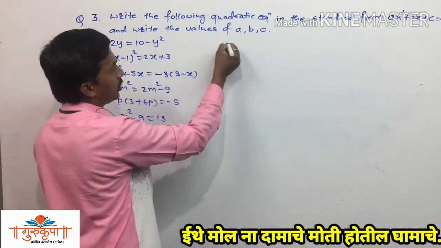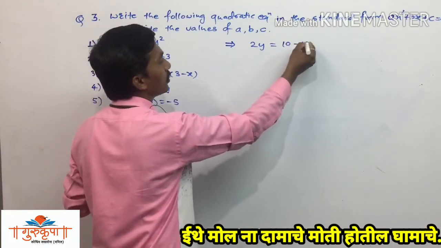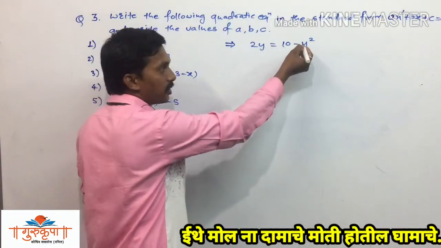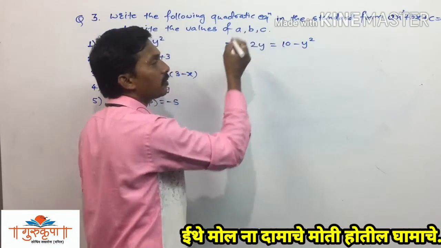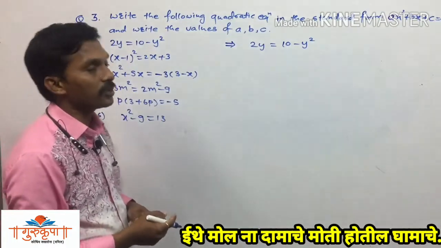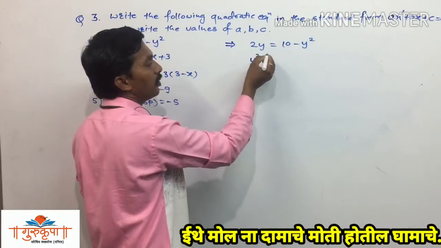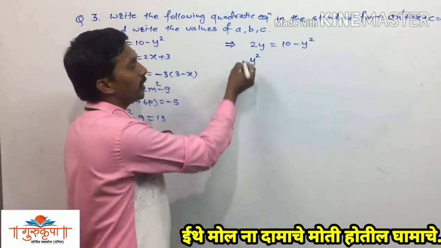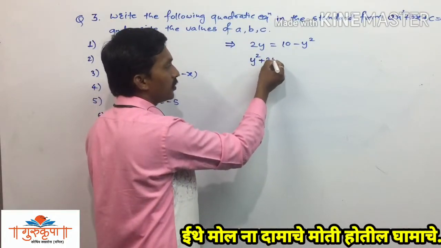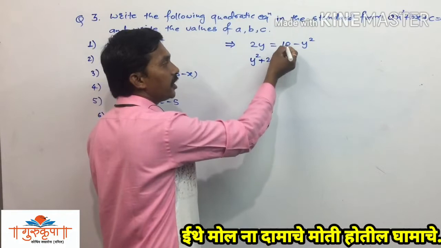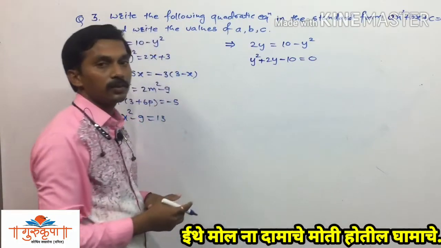So here we have first equation, that is 2y is equal to 10 minus y square. So we will transfer this quadratic term to the left side, we will transfer this constant term to the left side, and then we will get the given equation into the standard form. This minus y square is transferred to the left side, it will become plus y square. No need to write the sign because that is the first term. Then this 2y remains as it is, that is positive 2y, and this 10 is transferred to the left side, so it will become minus 10, which is equal to 0.